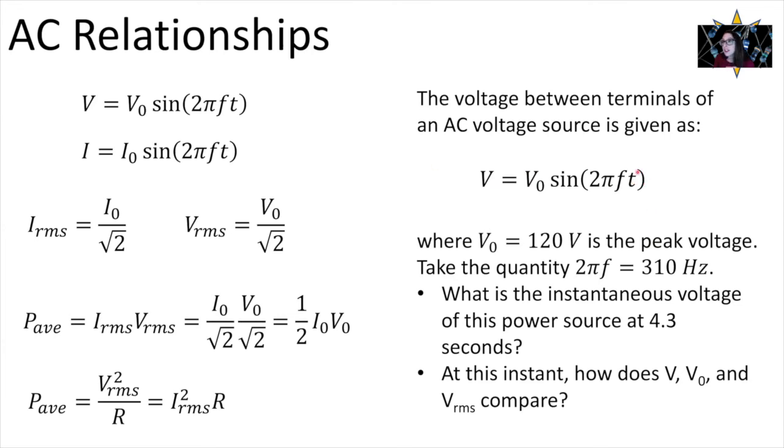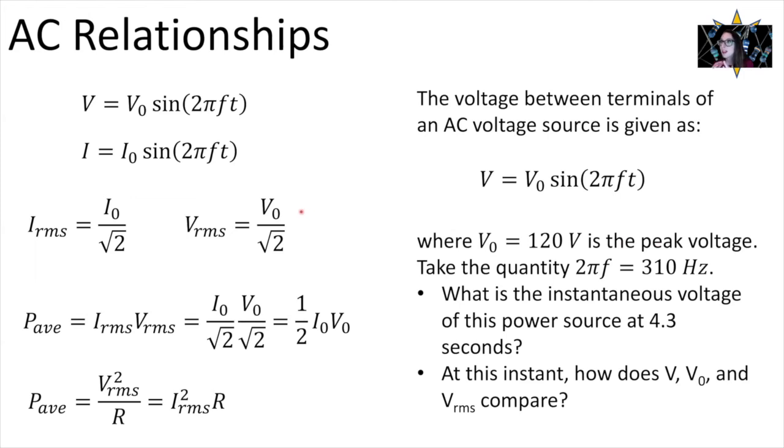And then you'll find your instantaneous potential. And then I'd like for you to, at this instant, compare our instantaneous potential to the peak voltage and the RMS voltage. And we saw how you find the RMS voltage here, where V sub naught, that's our peak voltage.